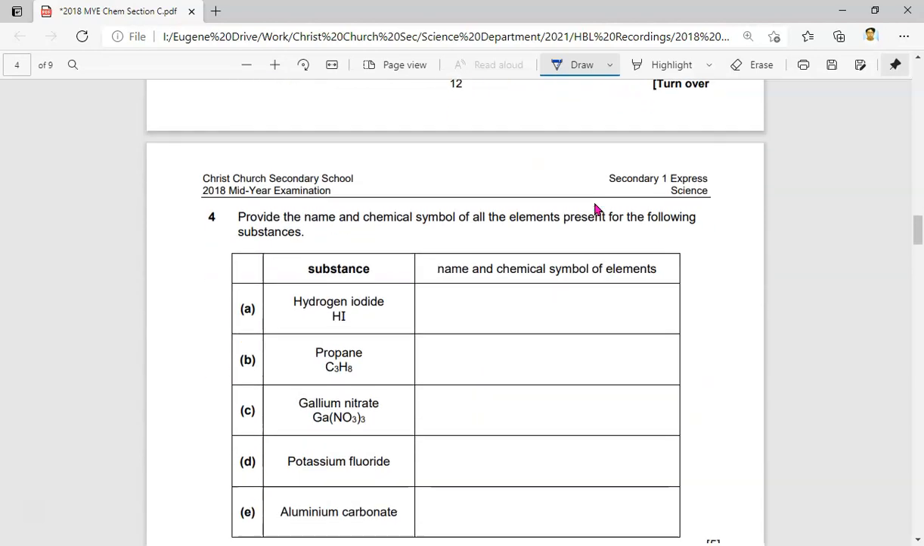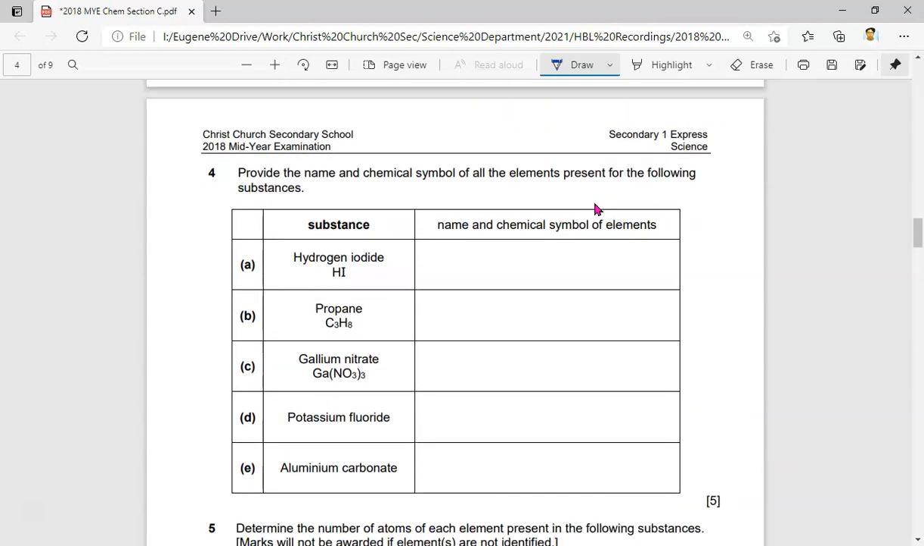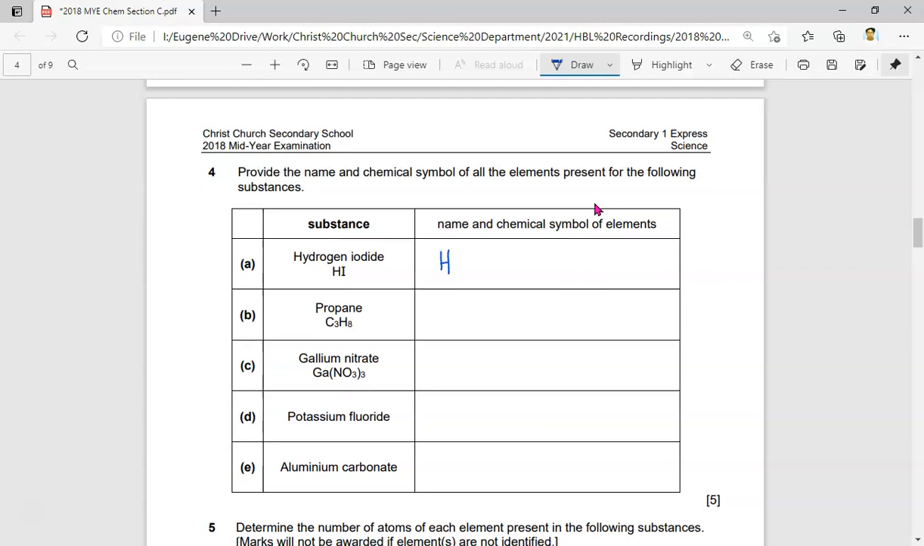Okay? Question 4. Provide the name and the chemical symbol of all the elements present. So I just want the elements that are present inside here. So H and I. So can you see H? So I have the H over here, I have I. So H represents hydrogen. So I got the name and the chemical symbol of the first element. The second element will be I, which is actually iodine. If you write iodide, it's wrong. Iodide is not the element itself. The element is actually iodine.